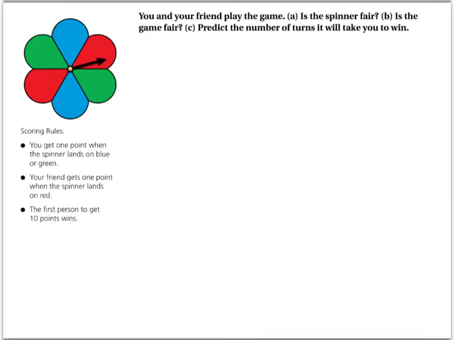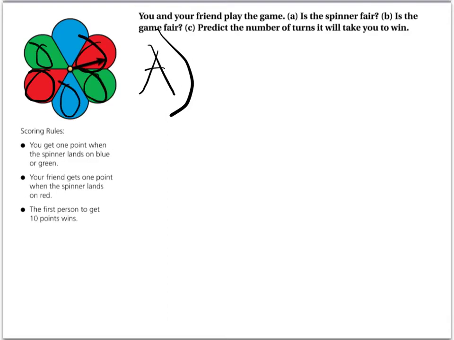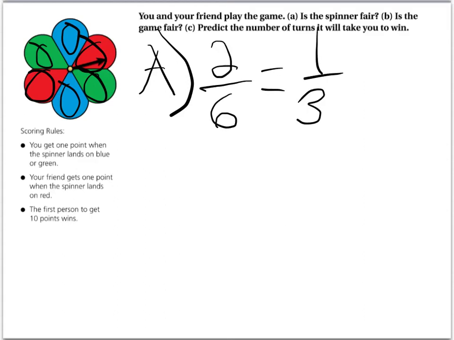Alright, we have a little spinner game here. It says the scoring rules are you get 1 point when the spinner lands on blue or green. Your friend gets 1 point when the spinner lands on red. The first person to get 10 points wins. You and your friend play the game. Is this fair? Well, there's an equal amount of reds, an equal amount of greens, and an equal amount of blues. So each one is 2 out of 6, which is 1/3. So yes, the spinner is fair.